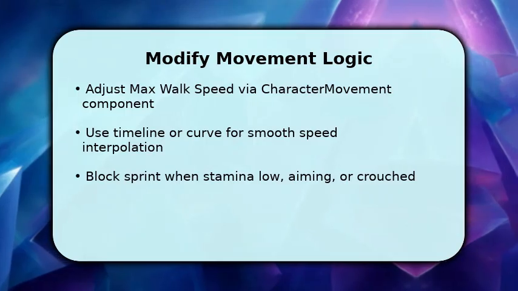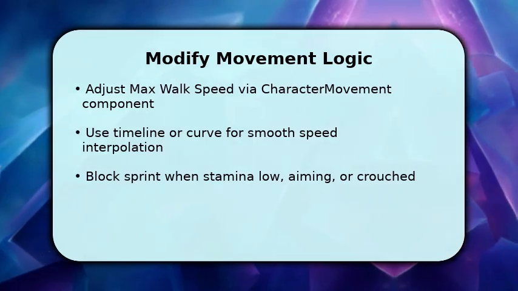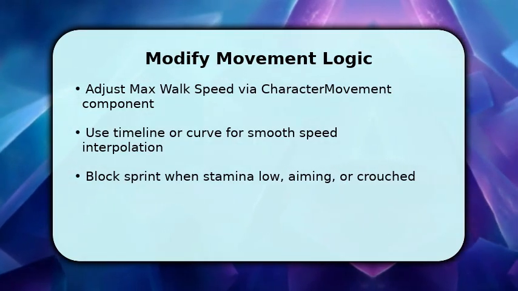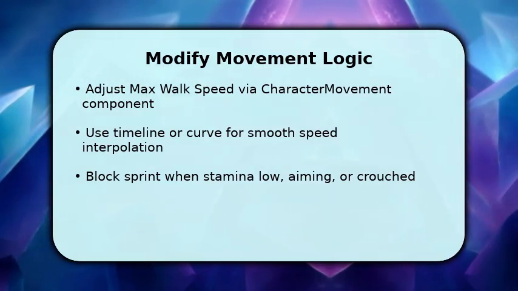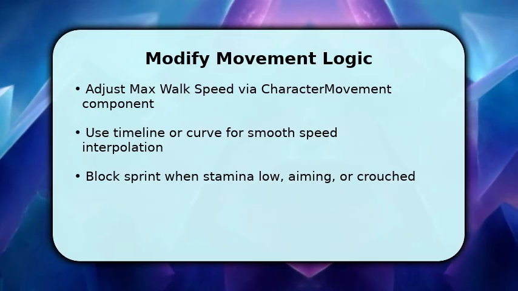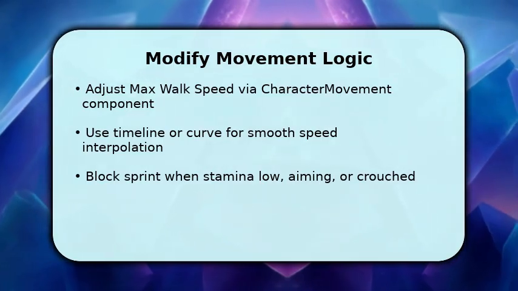Next, add conditional gates. Check stamina, is crouched, or is aiming before allowing sprint. This prevents exploits and explains to players why sprint sometimes fails. Finally, test on different slopes to confirm consistency.